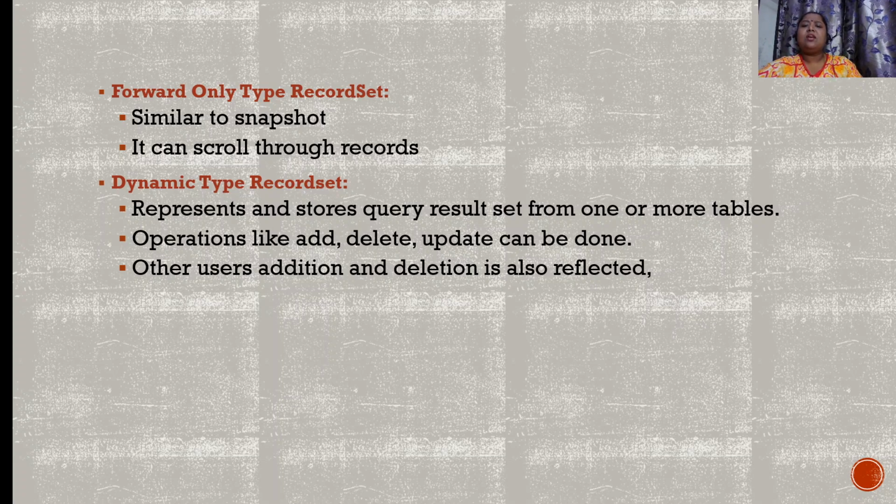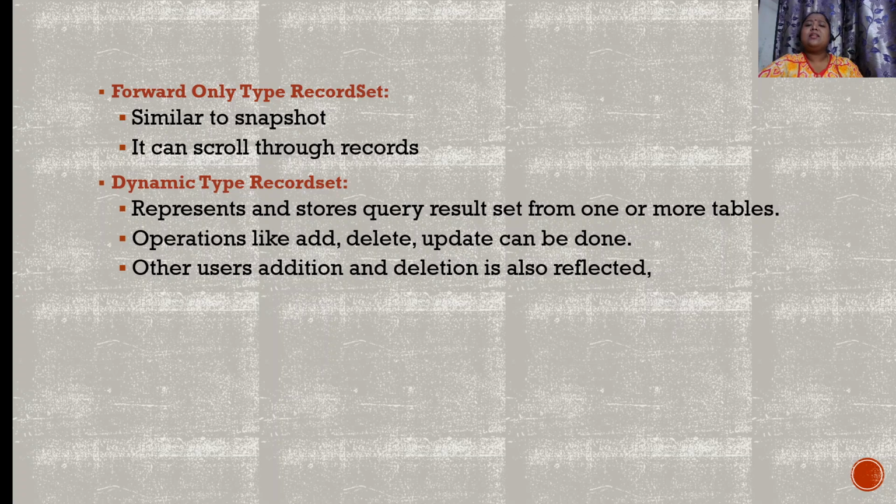The last one is called dynamic. As the name suggests, it's a dynamic type record set. It represents and stores a query's result set from one or more tables, right? So here also you are going to use queries to store the result. You can do manipulations, you can use update. These queries can be used where you can dynamically change the values present in the database. Operations like add, delete, update can also be done, right? Other users' additions and deletions are also reflected. See, this is very dynamic.